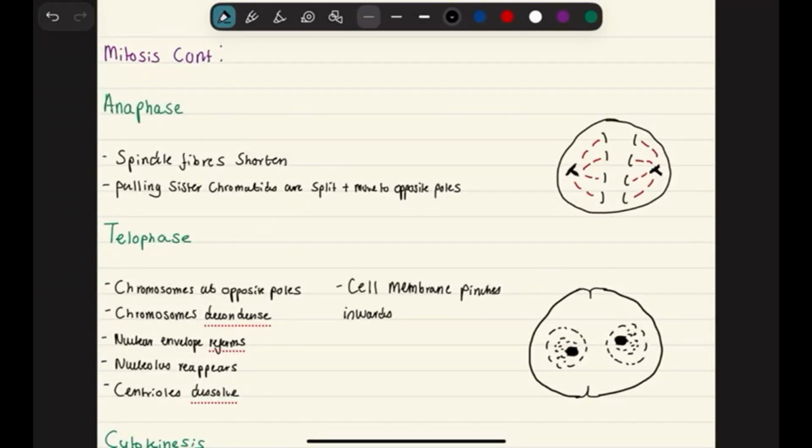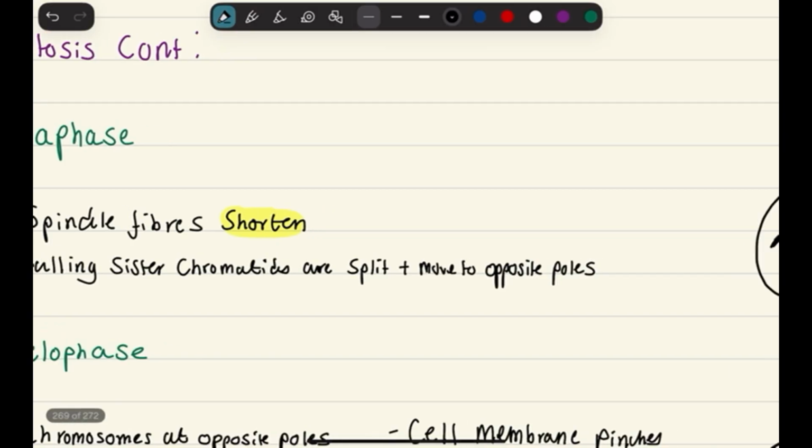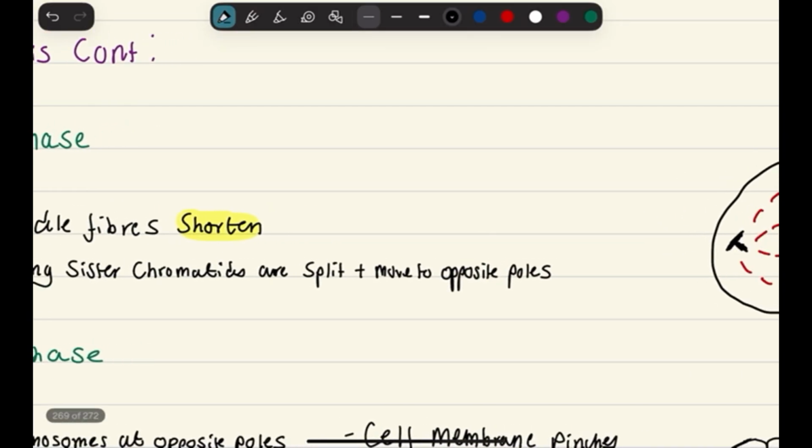Following that, we're going to have anaphase. So in anaphase, what's happening is those spindle fibres start to shorten. And be really, really intentional with your vocabulary. So we're saying shorten, we're not saying contract, we're saying they shorten. The spindles shorten because they aren't a muscle. Now, the spindles shorten and they pull the sister chromatids to the opposite poles.